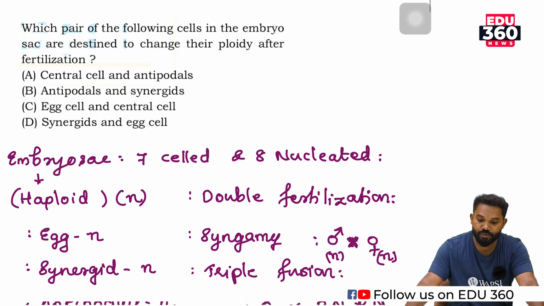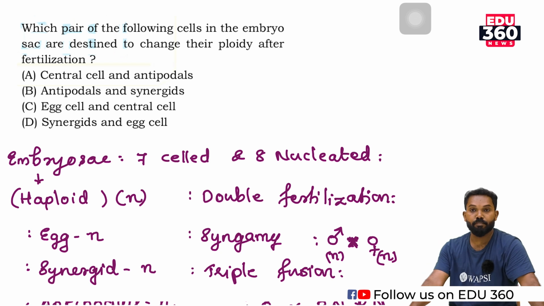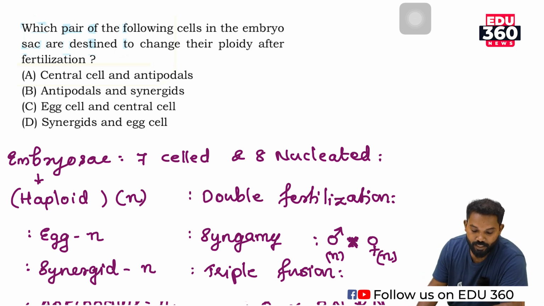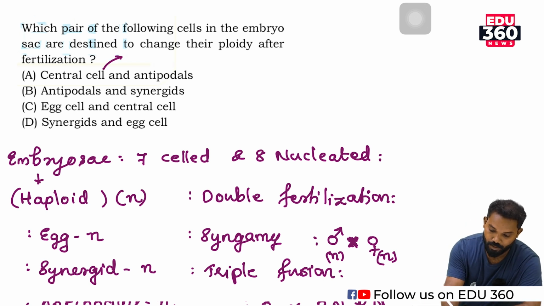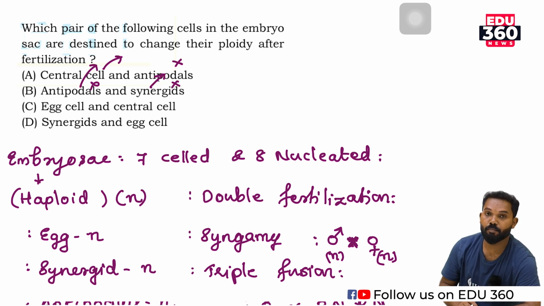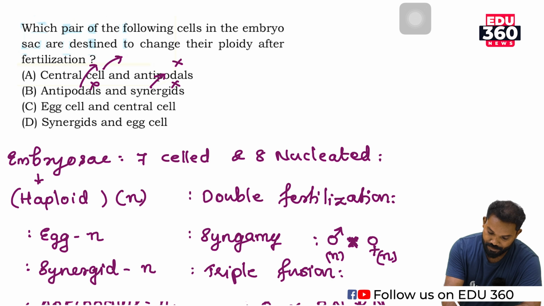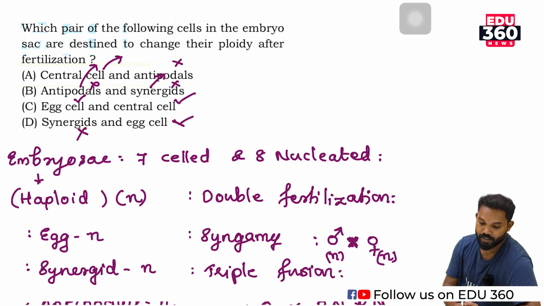So our question is, which pair of the following cells in the embryo sac are destined to change their ploidy after fertilization? Central cells change their ploidy, but antipodals do not. Antipodals and synergids do not change their ploidy. Egg cells change their ploidy, central cells change their ploidy. Synergids and egg cells: egg cells change their ploidy, but synergid does not.